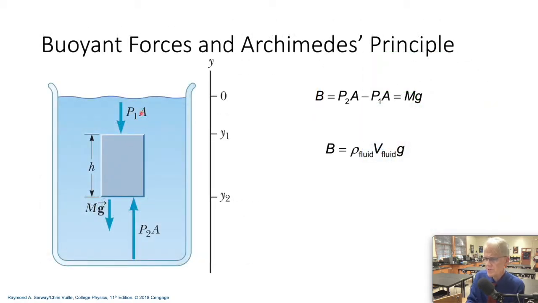We can go back to the diagram that we used before. Again, we had this volume of fluid here where we had two forces, the pressure from the top and the pressure from below. The buoyant force is going to be the mass here of the fluid that's displaced, which is going to be the density times the volume of the fluid times g.